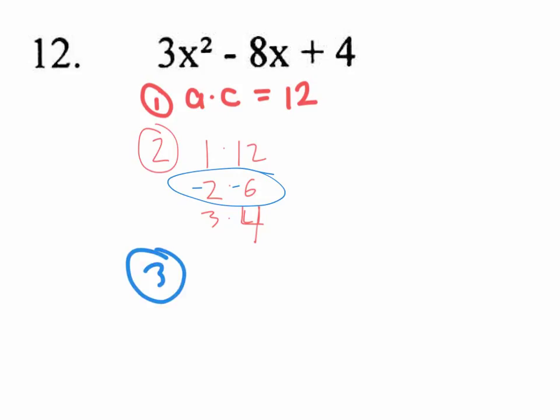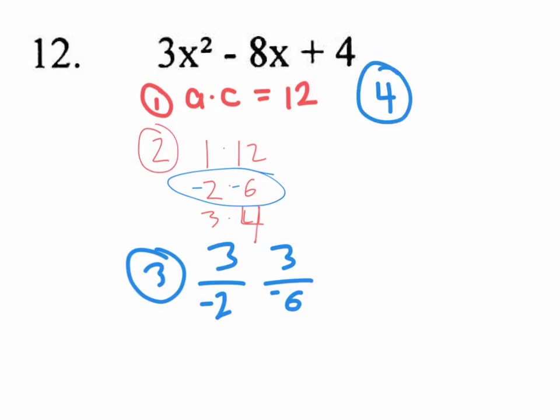Step 3 is to make two fractions with that pair of numbers, the negative 2 and the negative 6, as denominators, with the a value, which happens to be 3, as the numerator, right there and right there. And step 4 would simply be to reduce and plug. You're going to reduce the first fraction. When you think about 3 over negative 2, you can't reduce it. We're just going to leave it. And the other fraction, 3 over negative 6, reduces down to 1 over negative 2.